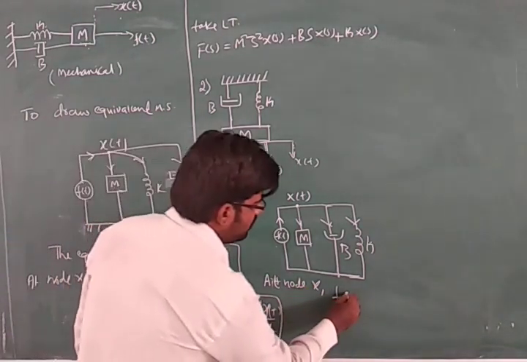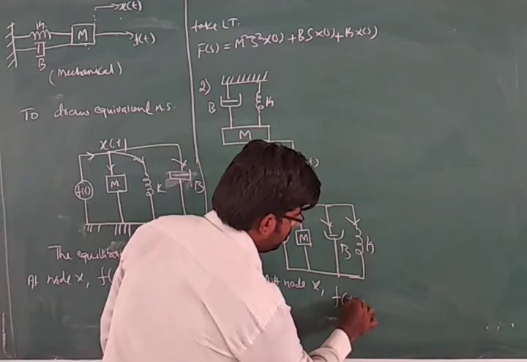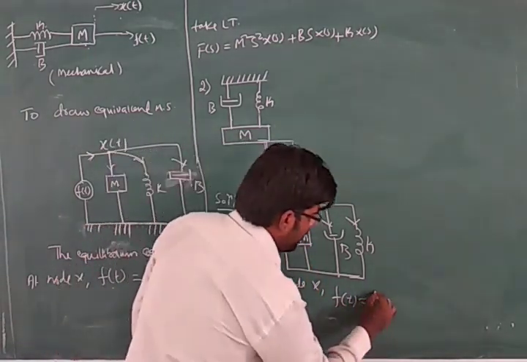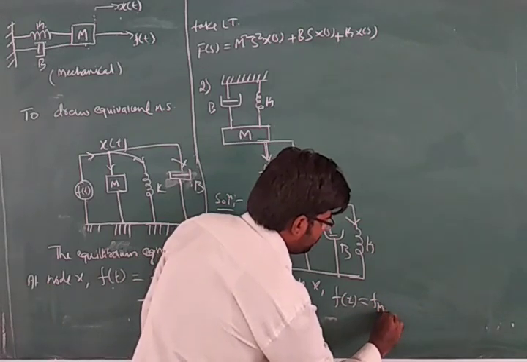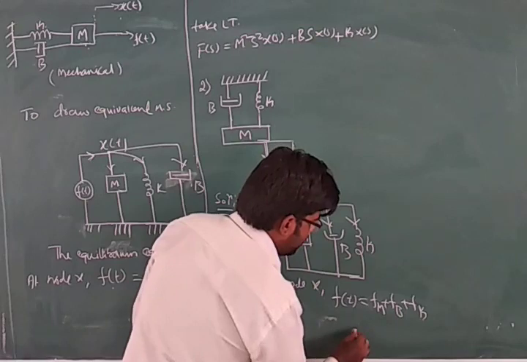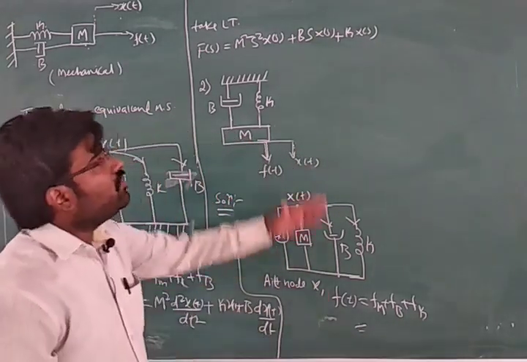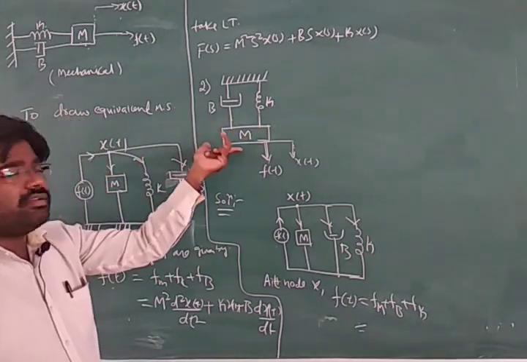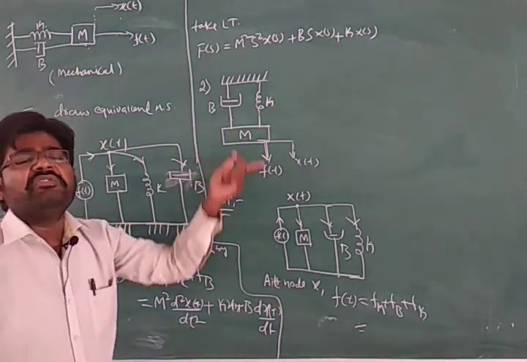At node x, applying forces is equal to opposing forces. Opposing forces means again Fm plus Fb plus Fk. Again you have to write the equations for that, and again you will get the same equation. This is the same problem given in a different way.